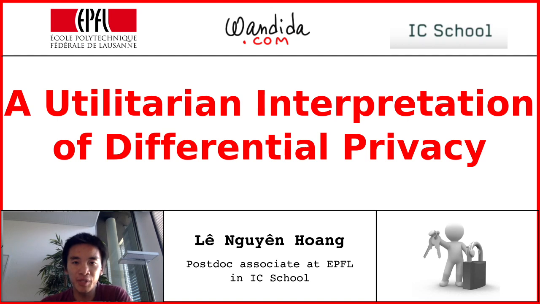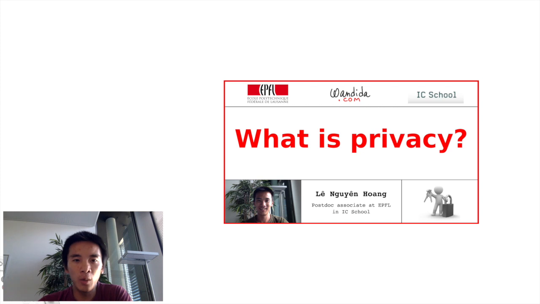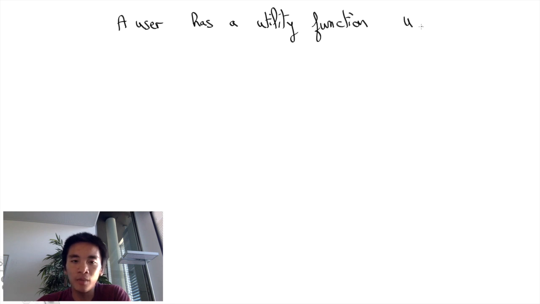In this video, we shall present a utilitarian interpretation of differential privacy. Recall that differential privacy aims at avoiding harms to users whose data belongs to the differentially private database. Utility theory gives us a setting to model this harm and thus to bound the potentially negative effects to users.